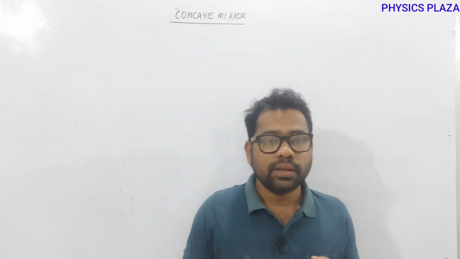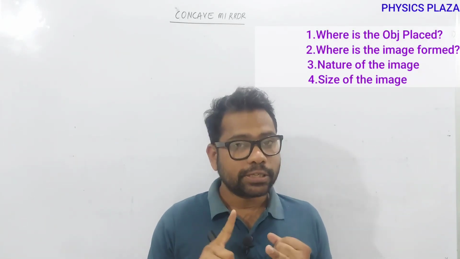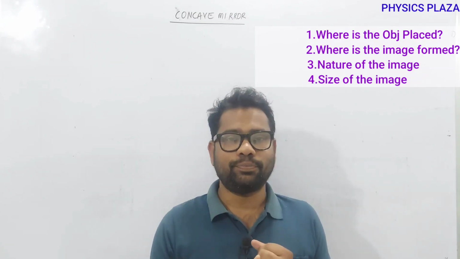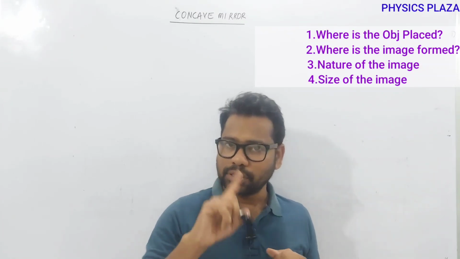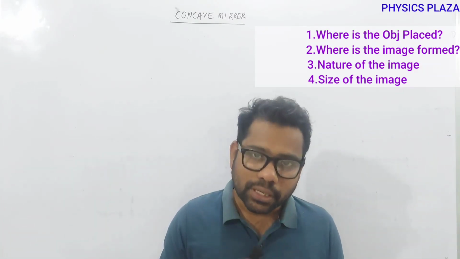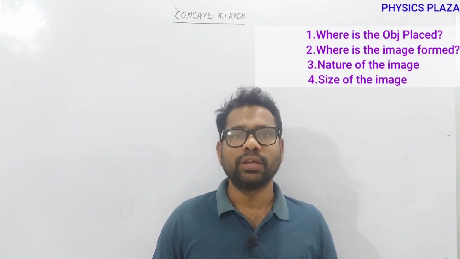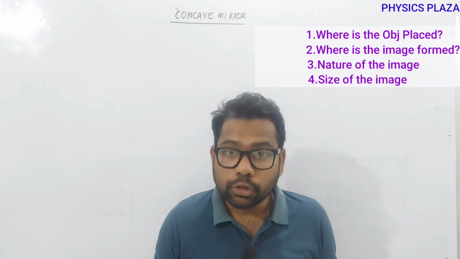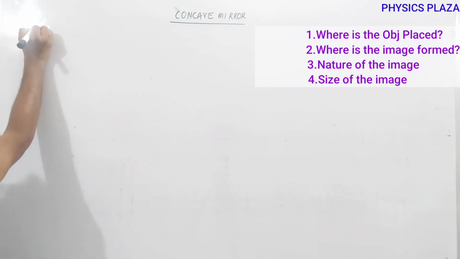The first point is where the object is placed. Second point, where the image is formed. Third point, what is the nature of the image? I mean, is it a real image or a virtual image? And the fourth point, is it diminished, the same size, or enlarged? Means we have to talk about the size also. So these are the 4 points which we have to notice. Okay, fine children. Let us see case 1.